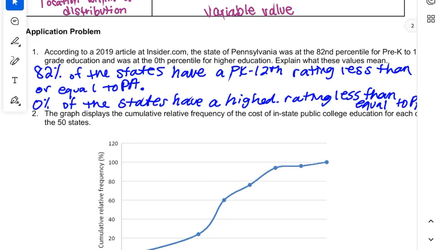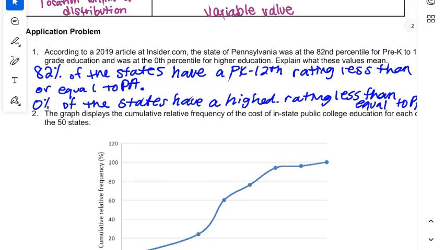Is there a different way that you wrote it? Well, I just didn't include the less than. What did you write instead? I just said the state of Pennsylvania is ranked approximately 82% for pre-K to 12th grade. You're saying that that's their grade, but we don't know their grade. Percentile tells you the location within a distribution. So you do need to change that to say that 82% of states have a pre-K to 12th rating less than or equal to Pennsylvania.